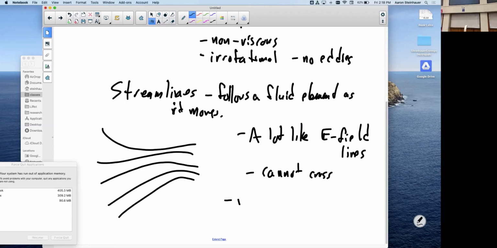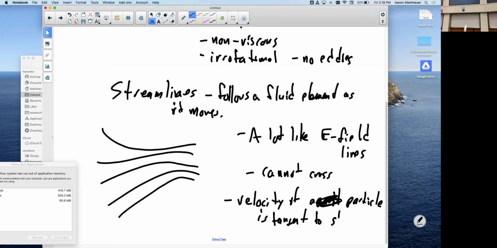And the velocity of a particle at any given point is tangent to the streamline. So I'm going to draw a bunch of velocities here now. At that point, it's there. At this point, it's there. At this point, it's there. At that point, it's there. The instantaneous velocity at any point is tangent to those streamlines.